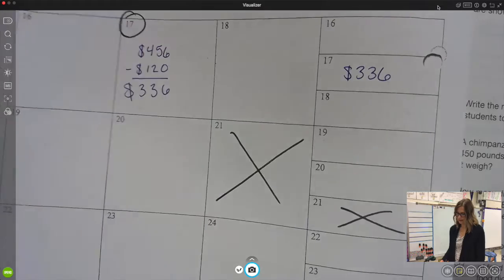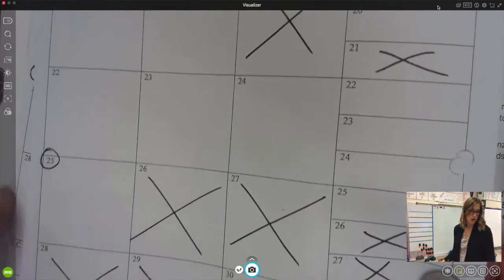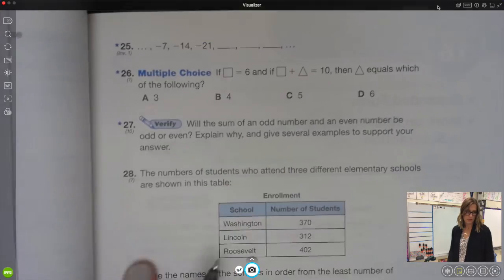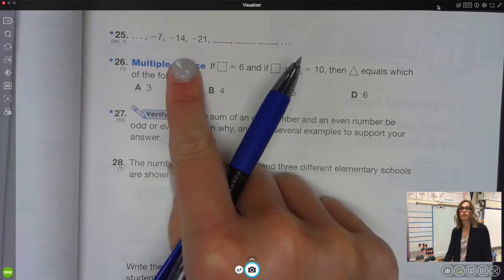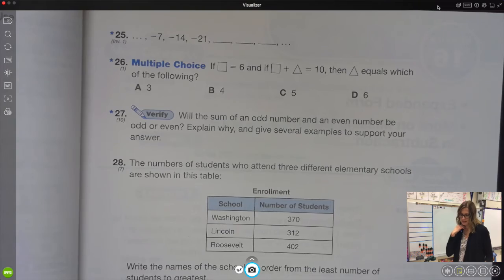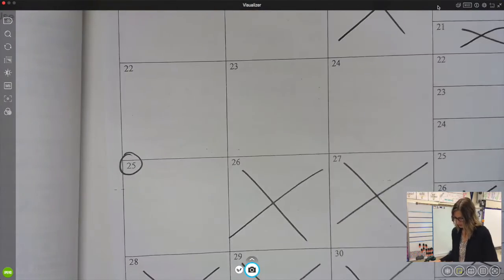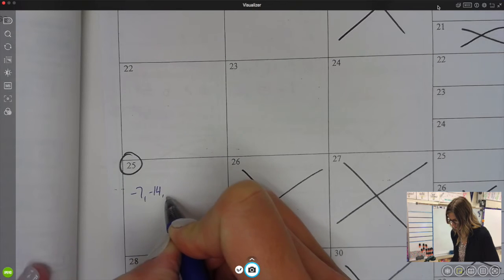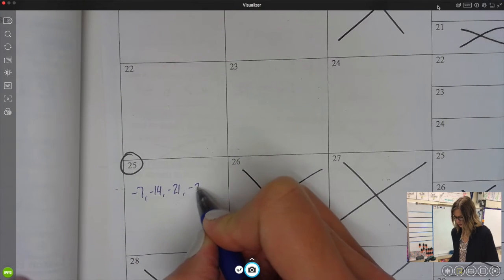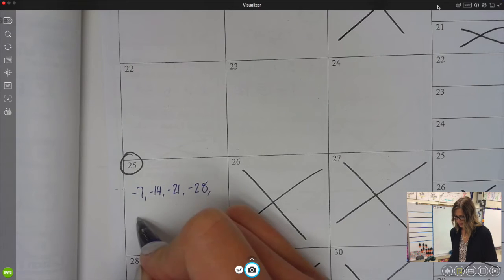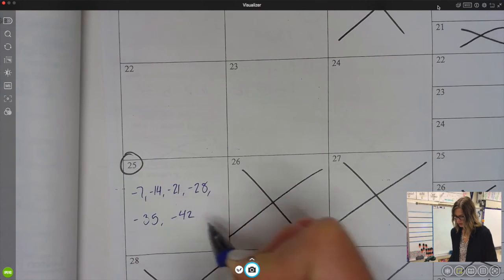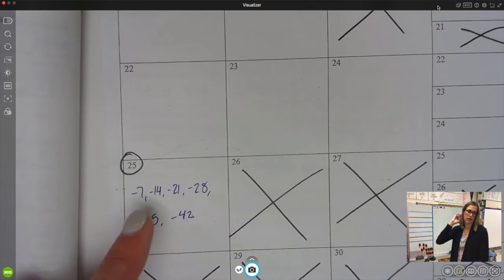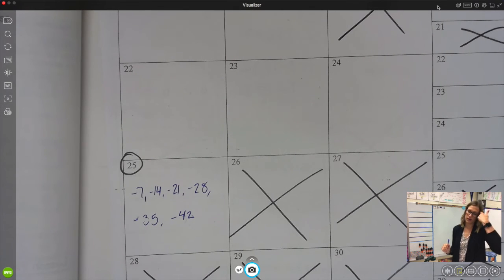Then number 25. Number 25, we got a sequence and we're going backwards. -7, -14, -21. So we're counting by sevens, we just got to go backwards. -28. Yep, that would come next. -35, -42. Remember, 7, 14, 21, 28, 35, 42 is how we count with positives in 7. So we're doing negatives, it just goes backwards.